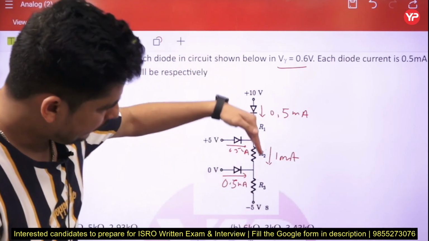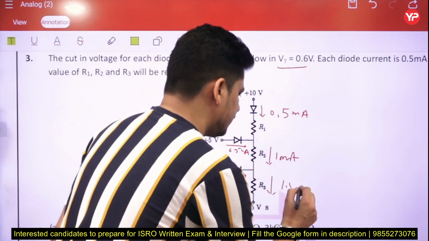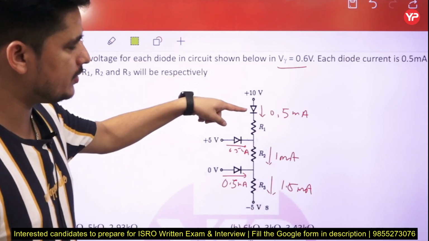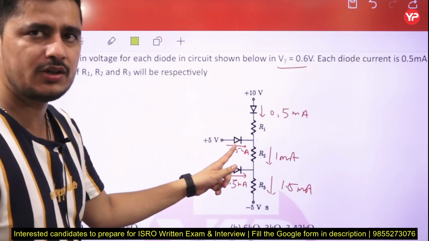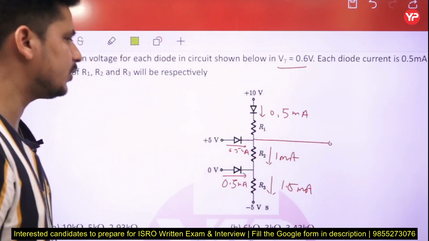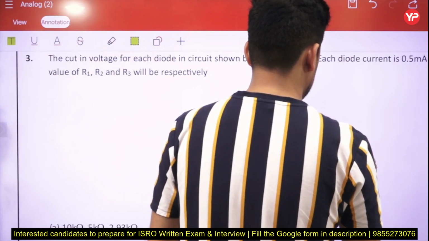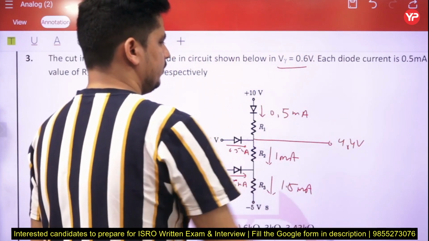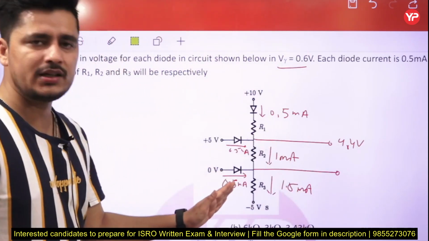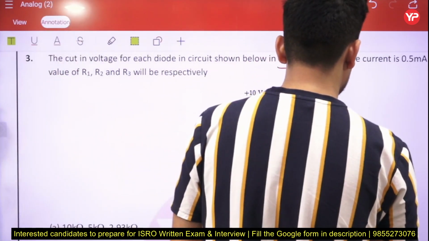So basically when 0.5 is coming here, 0.5 is coming here, that will be 1 milliampere here, right? Next, 1 is coming down, 0.5 coming here, that will be 1.5 milliampere, right? Okay, this is 10, the drop of this diode is 0.6, and this is 5, drop of this diode is 0.6. So if I calculate the voltage at this terminal, it is 4.4 volt, correct? Next, if I calculate the voltage at this terminal, this is 0 minus 0.7, that becomes minus 0.7 volt.